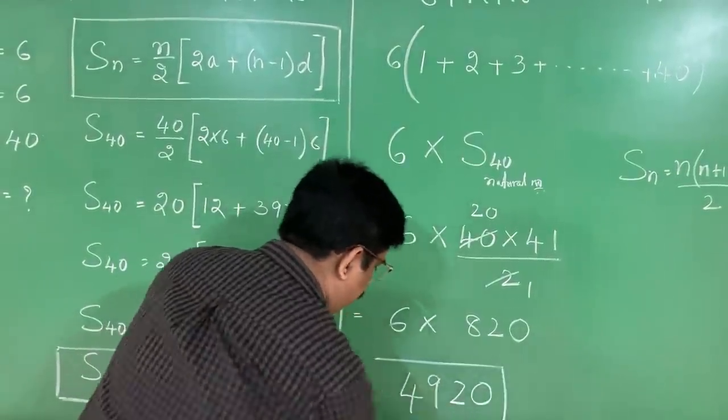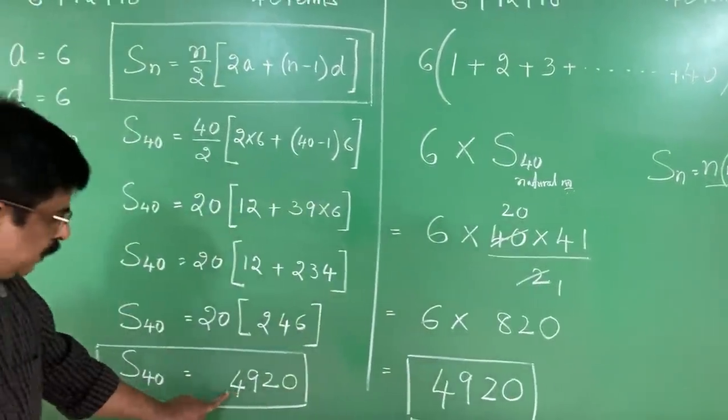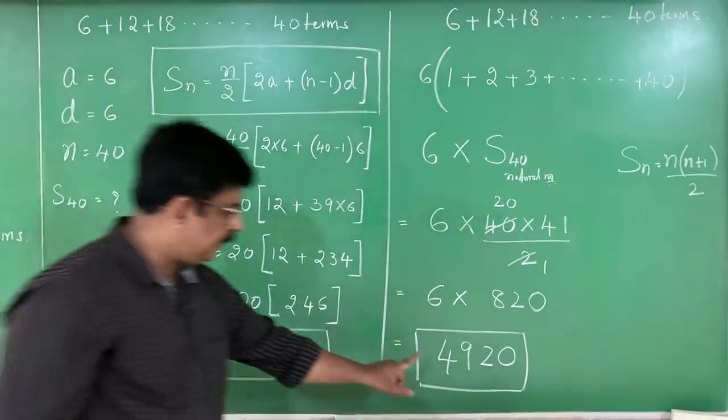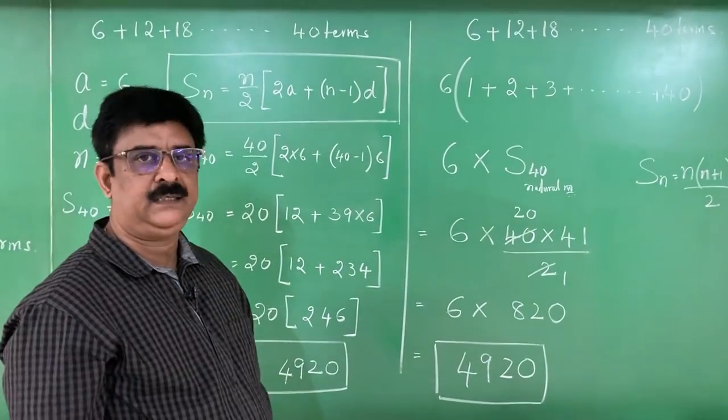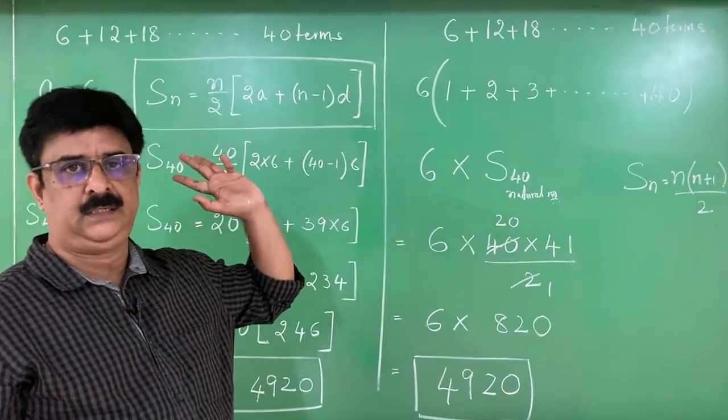6 8s are 48 plus 1, 49. This is also one of the values. Here also we got 4920. Here also we got 4920. But this method is the method of intelligence.